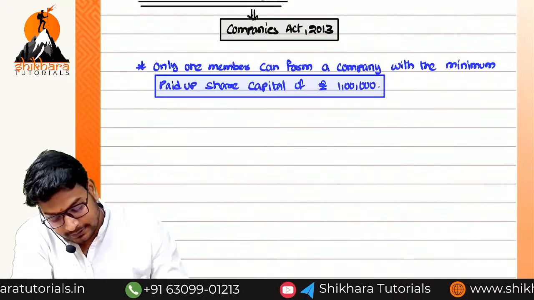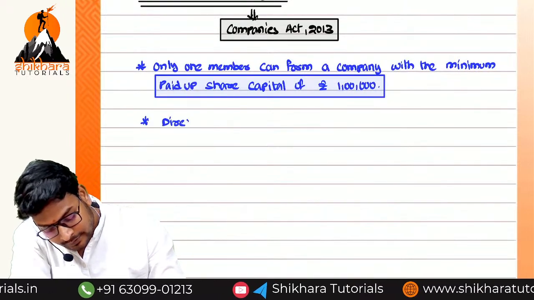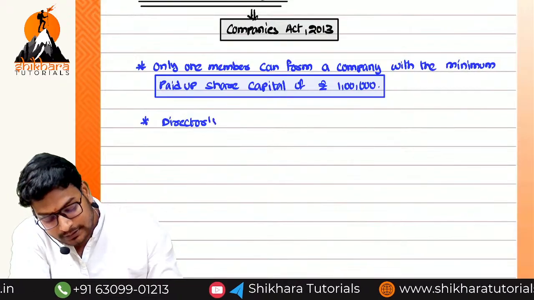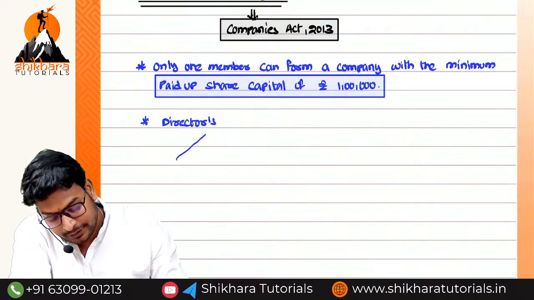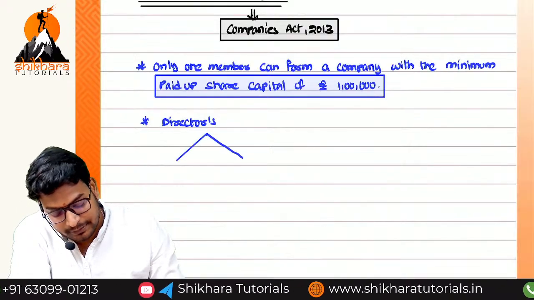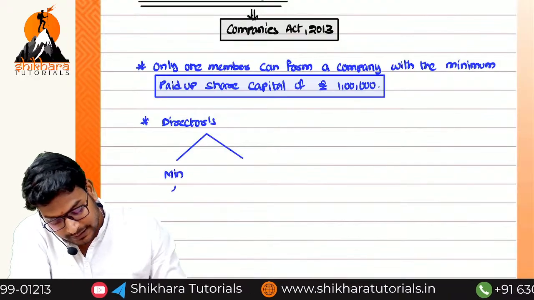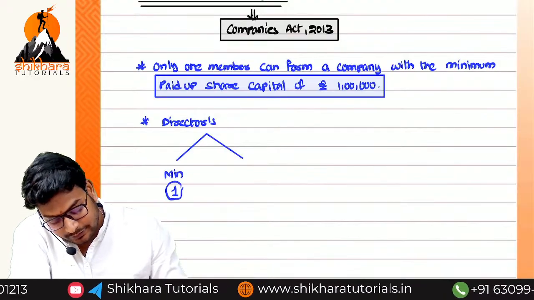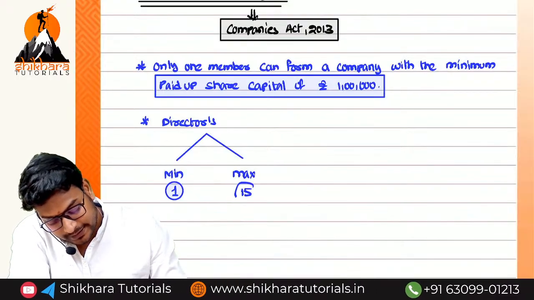Next, coming to the directors: who is the director, an employee or owner? An employee. Divide into two parts, minimum and maximum. Minimum one director should be there and maximum 15 directors should be there.